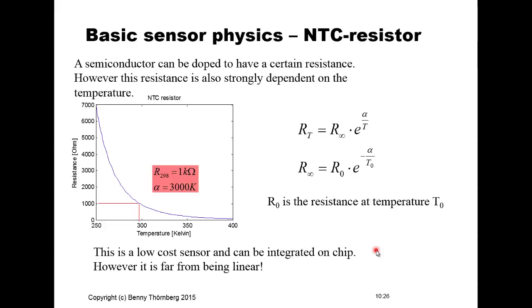This is a very low cost sensor, and it can be, as I said, integrated on a chip. However, it is far from being linear. But I'm now going to show you how we can add a linearization network in order to improve the linearity of this kind of sensor. Indeed, it is as simple as combining this NTC resistor with another resistor into a voltage divider, where the other linearization resistor has a negligible temperature dependency.